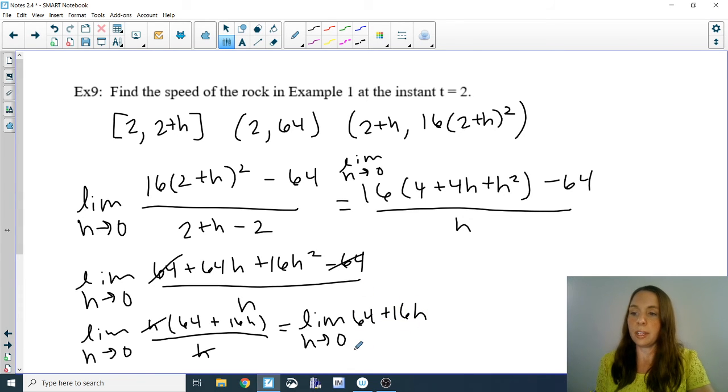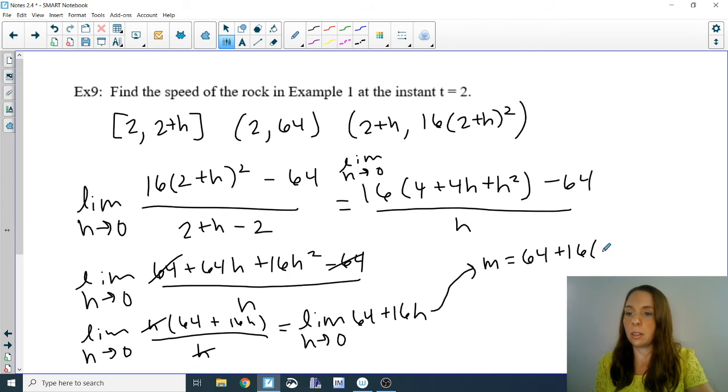So when I get down to this very simplified form, I can say my answer is 64 plus 16 times 0. Again, that's a 0. My zeros always end up looking like 6s. And that gives me an answer of 64 feet per second. Yay, we did it.